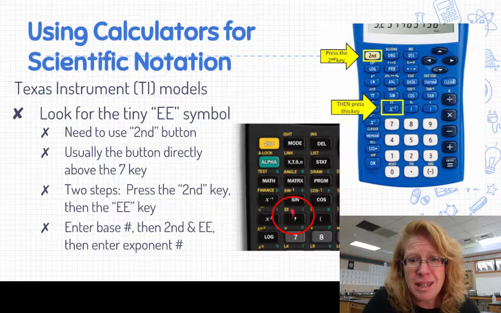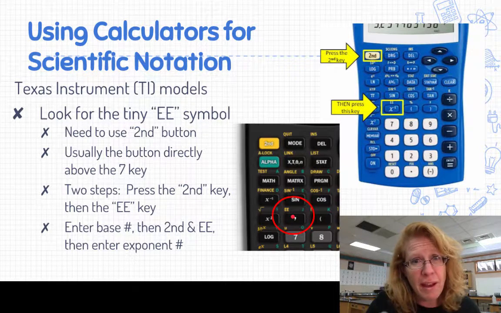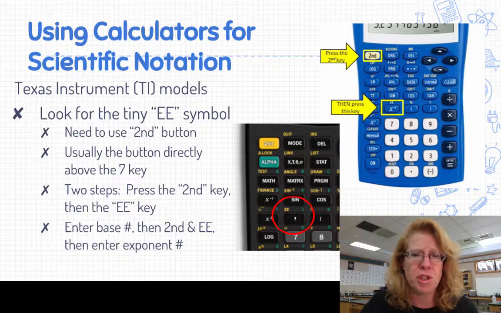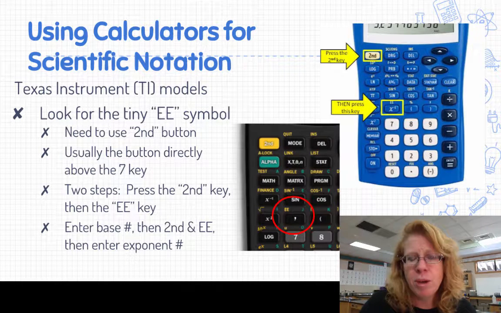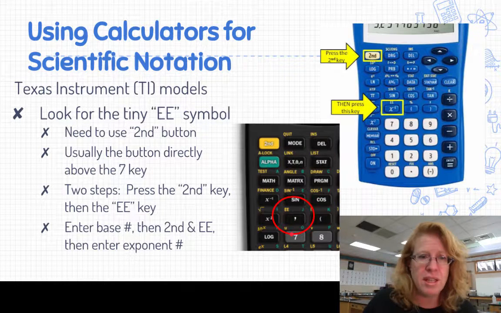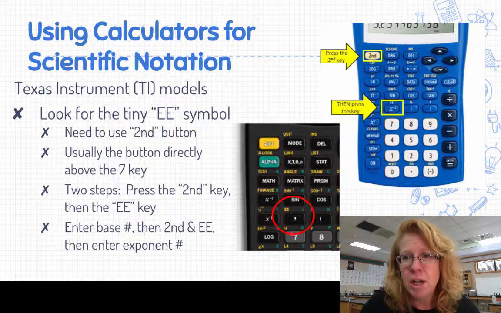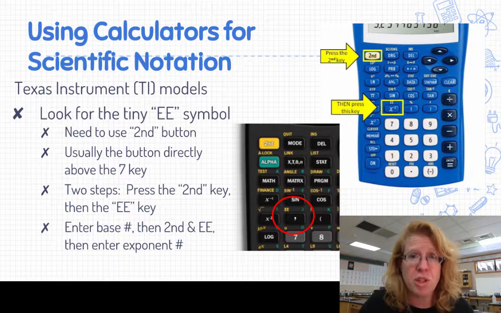But you want to look for that little EE letter, and that means scientific notation. Because it's printed on the calculator body, that means it's a second function, kind of like the shift key on a keyboard. So you have to hit the second and then that key, and that'll get you the scientific notation. It's a little bit bizarre to use, but like I said, come into class and I'll show you what that looks like.